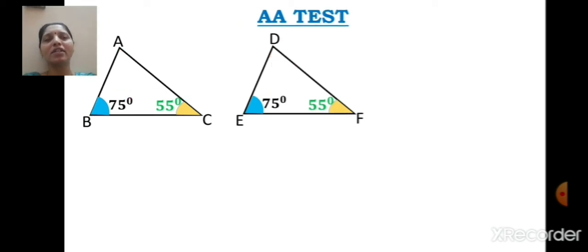Okay, now let's see the next test, that is the AA test. So what is the AA test? It is the angle test. That means you only have to consider 2 corresponding angles. If you consider 2 corresponding angles, the third angle will automatically be congruent. You don't have to prove that the third pair of corresponding angles is congruent, because we know that the sum of the measures of all 3 angles is 180 degrees. If you know 2 angles of a triangle, you can find the third angle.